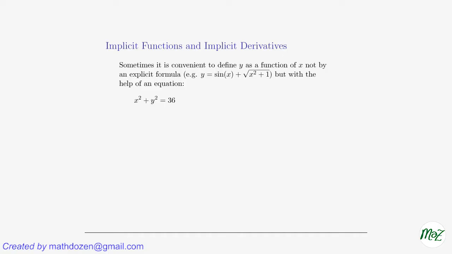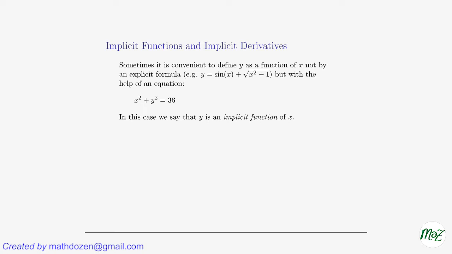Let's talk about implicit functions and implicit derivatives. Sometimes it is convenient to define y as a function of x not by a traditional explicit formula, something like y equals sin x square root of x squared plus 1, but with the help of an equation, x squared plus y squared equals 36. In this case, we say that y is an implicit function of x.